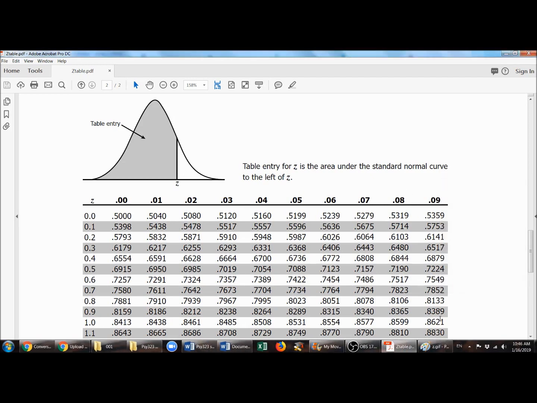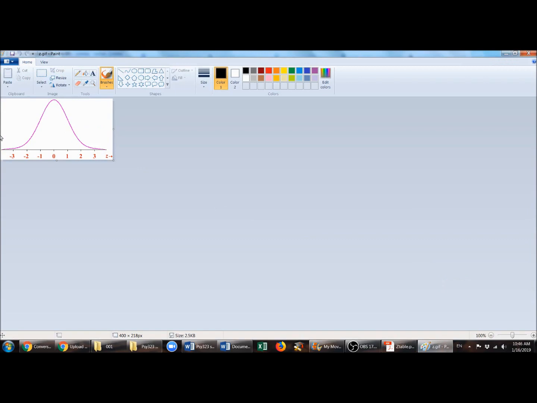Now finally, let me show you this question. Suppose, look back at this z-distribution. Suppose I want to know the area one standard deviation above and below the mean, right? Okay, so it's like this.